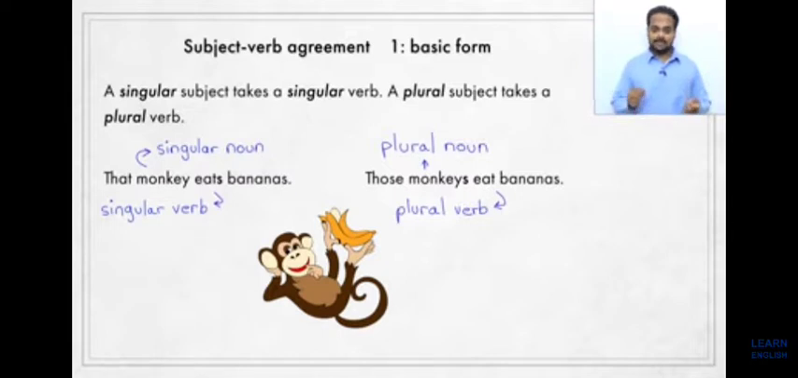Those monkeys eat bananas. Notice that the nouns and the verbs are behaving in opposite ways. The singular noun monkey becomes monkeys with an S in the plural form. But the verb has an S in the singular form, eats. And the plural verb, eat, does not have an S.